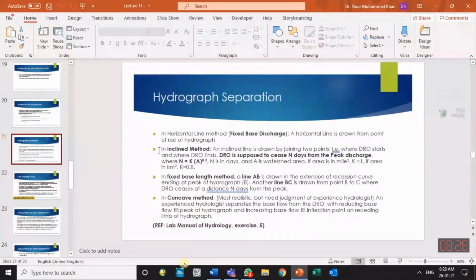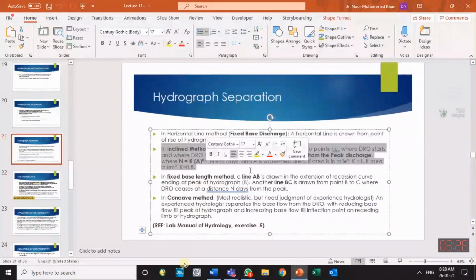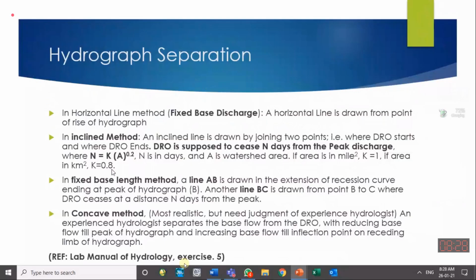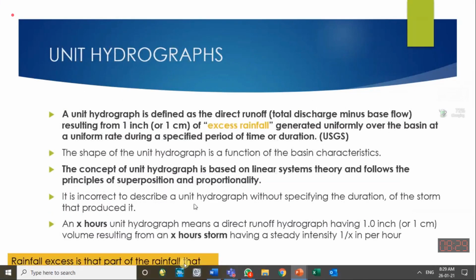The constant slope one, that is the first inclined line, this one. Better than that is to go up to the peak value with one slope, and then from the day of the peak, raise the base flow. That is more logical. Another method is the concave method.